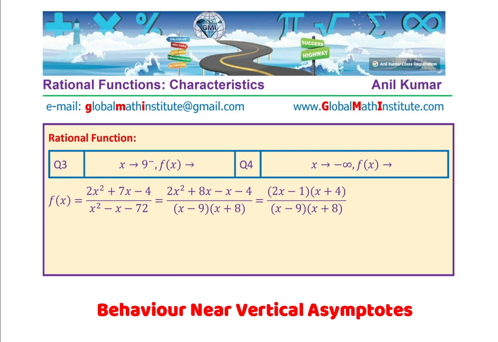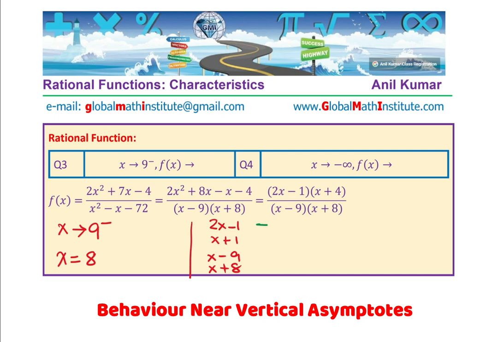So clearly, what we are going to do, the factors for us are 2x minus 1, x plus 4, x minus 9, and x plus 8. We will take a test point on left side of 9, right? 9 minus means we could take a value of x which is before 9. Let's take 8, right? So if I take a test point 8, then what happens? We are taking plus 8, right?